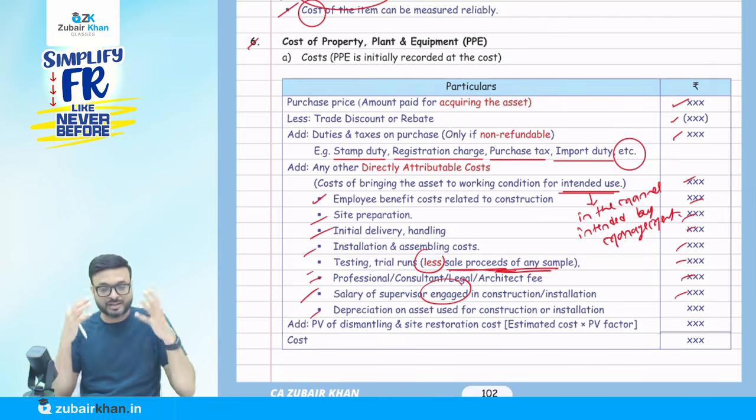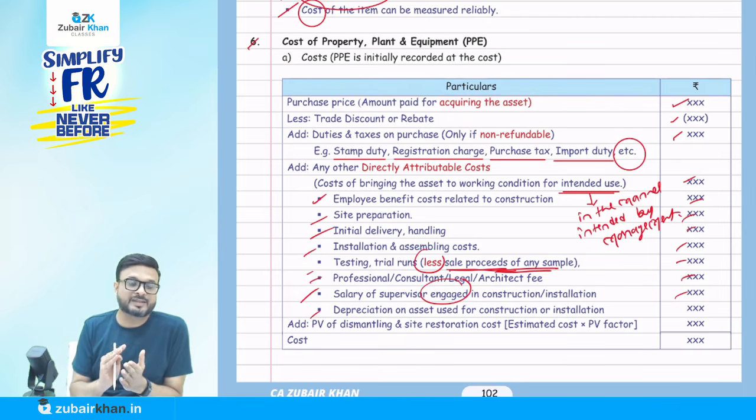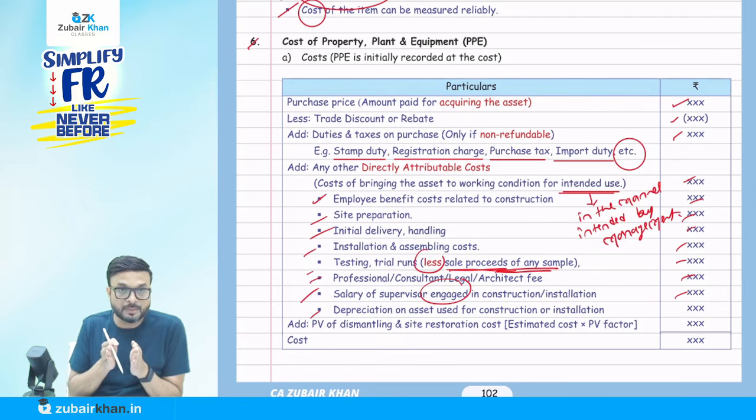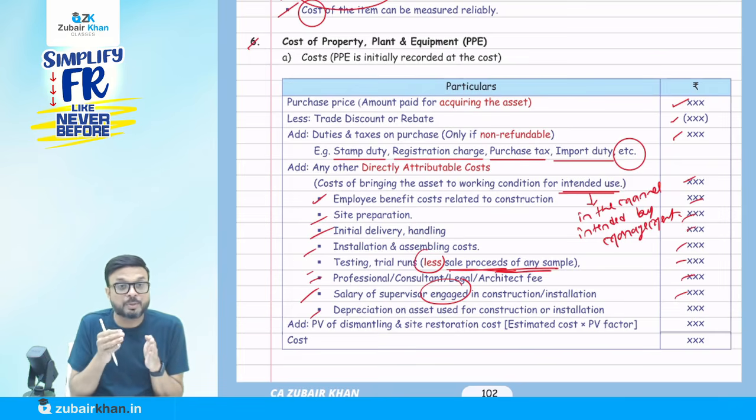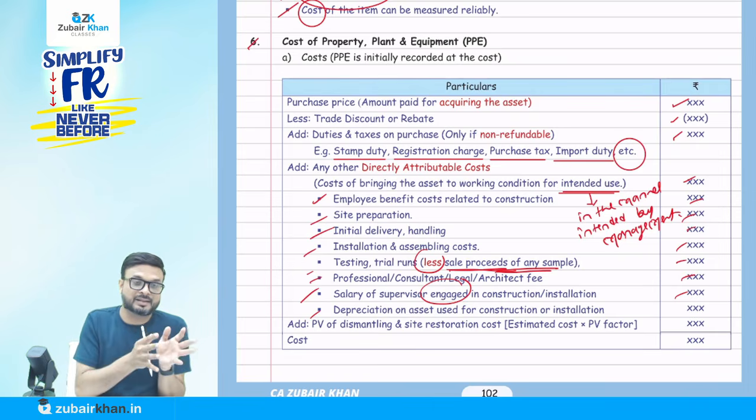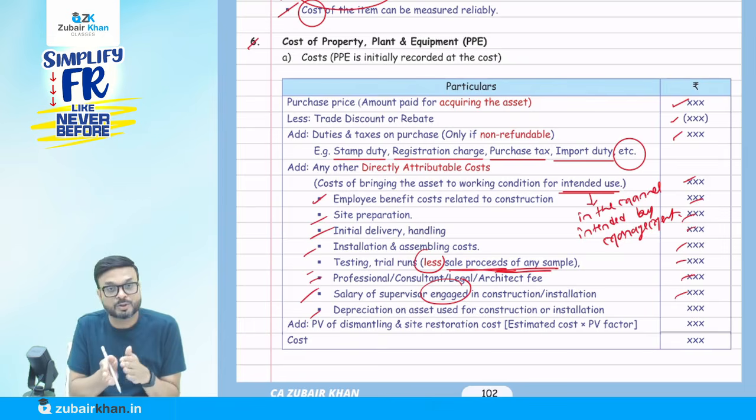It's a revision lecture, so I can say many points here, but the logic is that if I'm using this asset to create another asset, the depreciation should be added to the cost of the other asset, because this asset is not helping me to generate revenue. So there is no logic to charge the depreciation of this asset to the P&L account. They are not generating revenue; they are generating another asset, and the depreciation goes to the other asset.